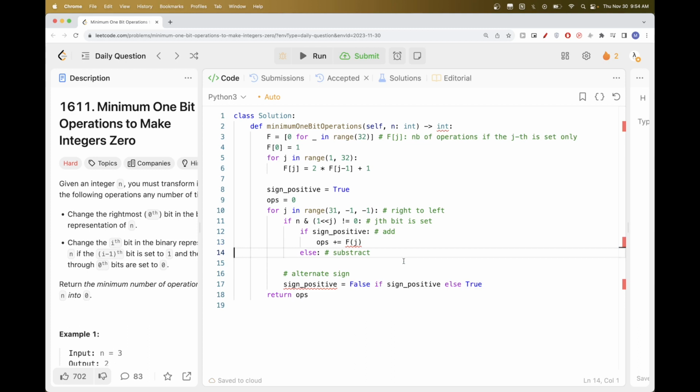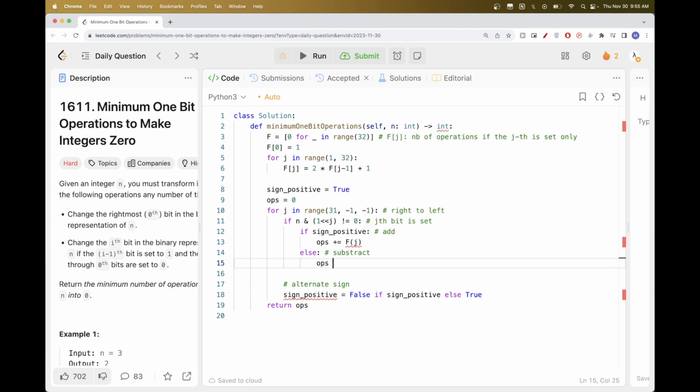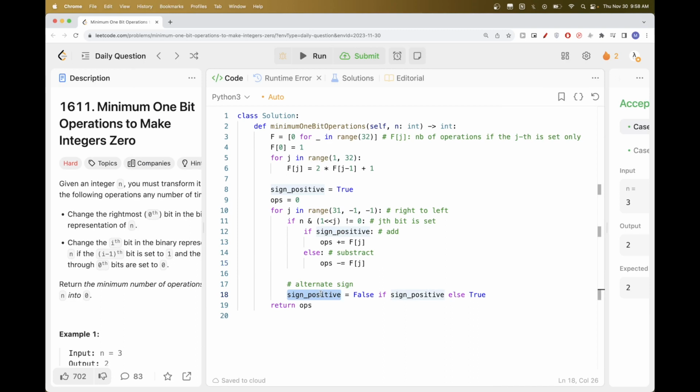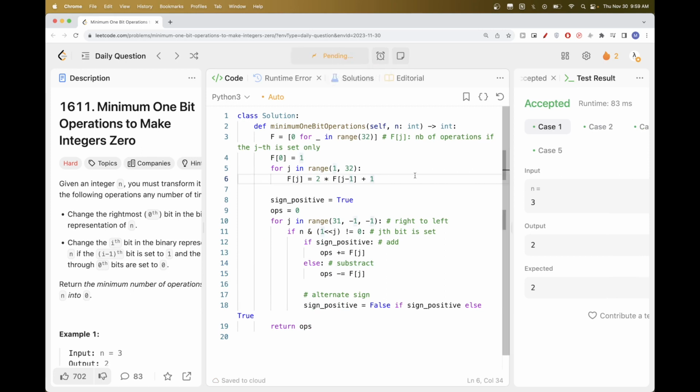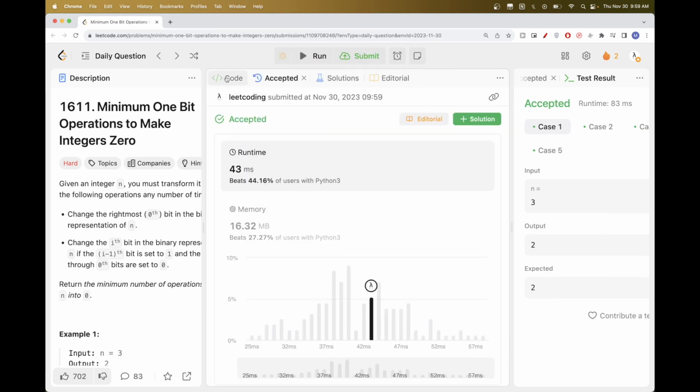Okay. And then we said here we want to subtract, so that would be minus f of j. We shouldn't do this alternation if the bit was not set, because then we would alternate even though we didn't add anything. So we should put this inside the loop, inside the if condition. And so now this works. Let's submit. And this passes, okay?